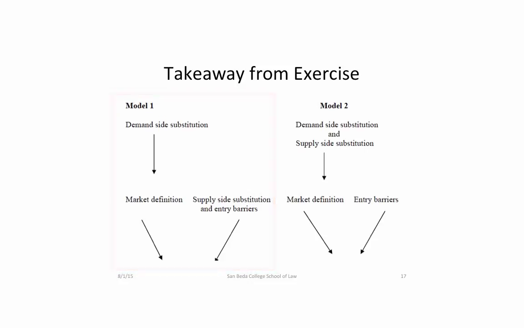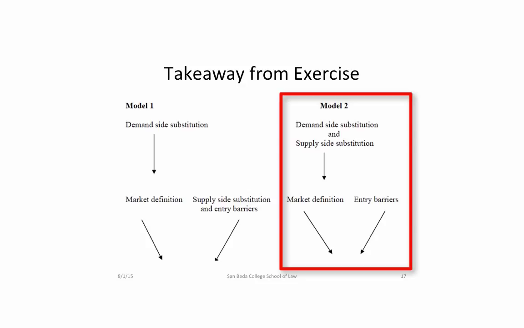In Model 2, the competition authorities look at both demand substitution, that is, what buyers will do, and supply substitution, that is, what sellers will do, in order to determine the relevant market. If they can readily substitute, they are part of the market, even if they are not currently selling the same good or service as the entities in question.